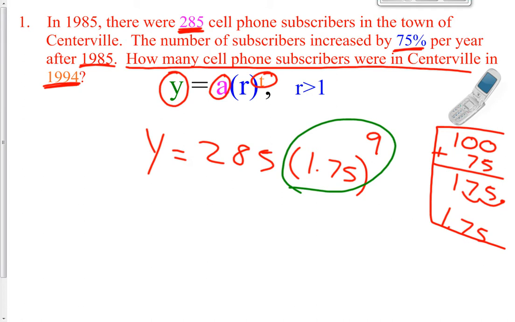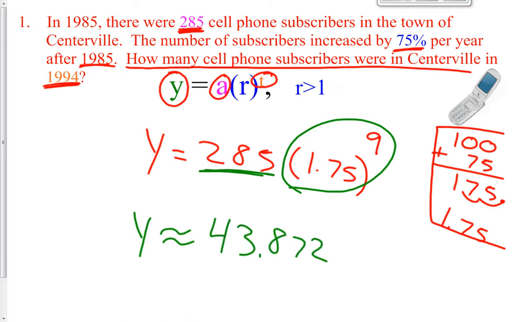So why don't you guys take out your calculators and try this. 1.75 raised to the 9th equals, and then multiply it by 285. So make sure you do the exponents before you multiply. So what is y? When you did this by yourself, hopefully you got approximately, y is approximately equal to 43,872 people.